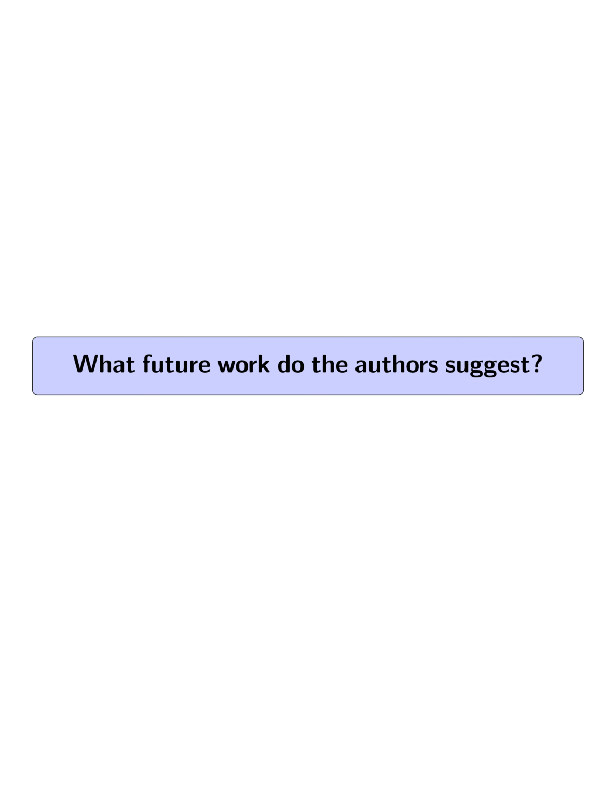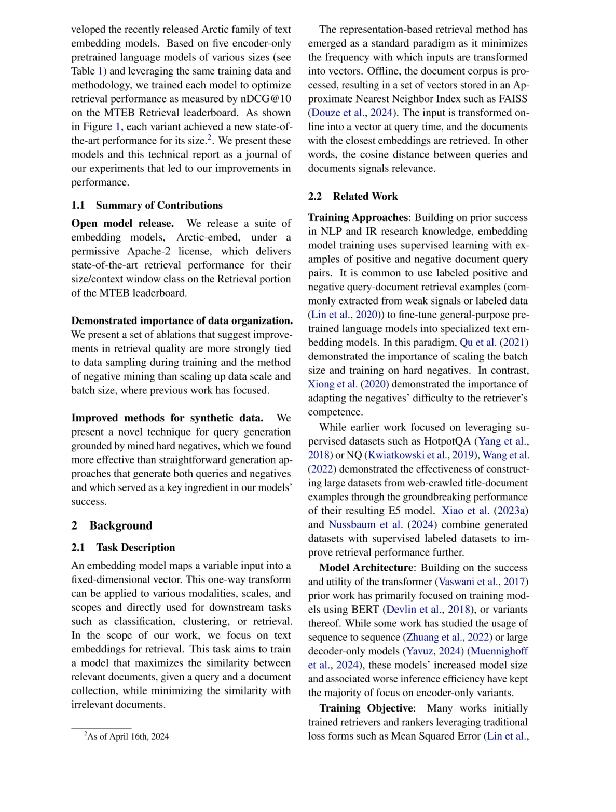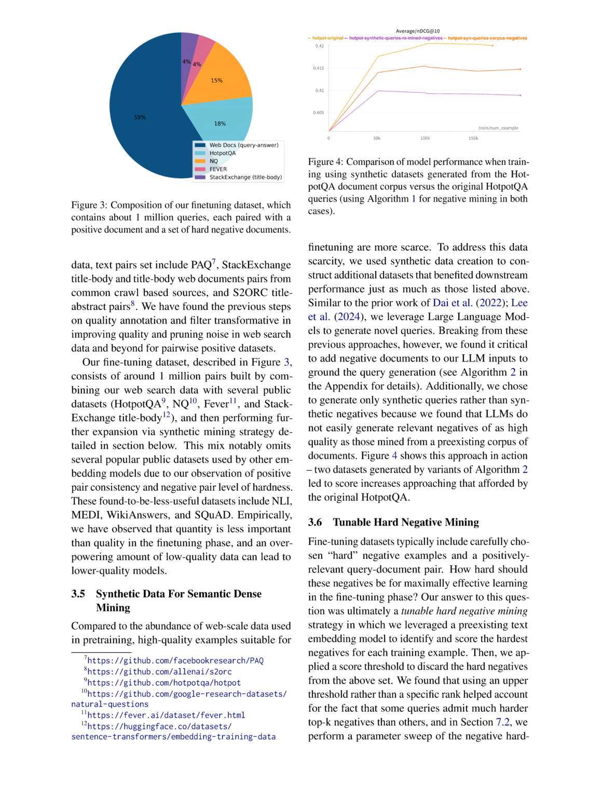What future work do the authors suggest? The authors suggest several avenues for future work based on their findings. Firstly, they propose exploring the impact of curriculum learning on training embedding models by ordering data based on the difficulty of negatives. This approach could potentially lead to even better results in model performance.